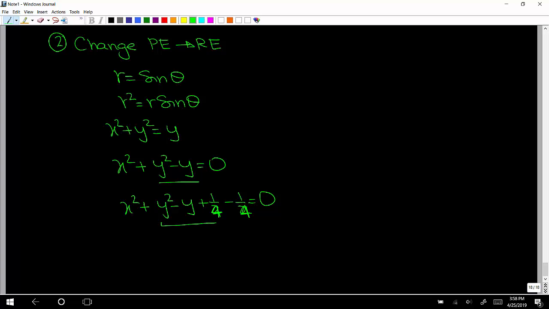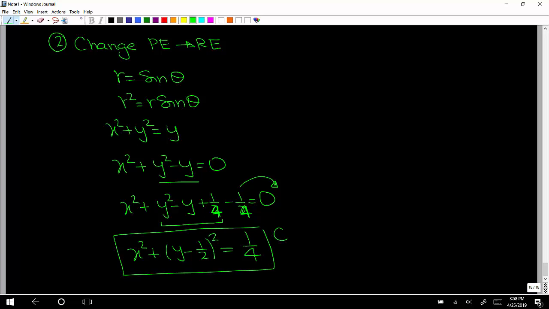Now these three terms can be written as a square, so we get x squared plus y minus 1/2 squared equals 1/4. I'm going to move this to the other side. If you recall from algebra, you should recognize this. This is a circle centered at 0 because there's no displacement in the x direction, but in the y direction it is 1/2. And the radius is the square root of r squared, so the square root of 1/4 is 1/2.